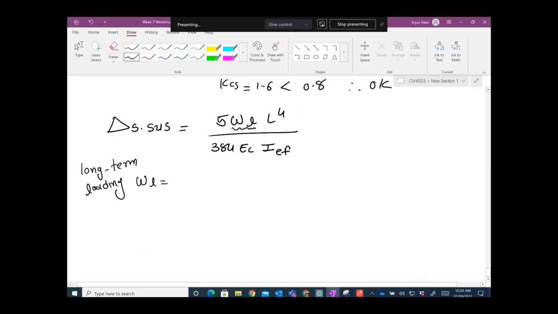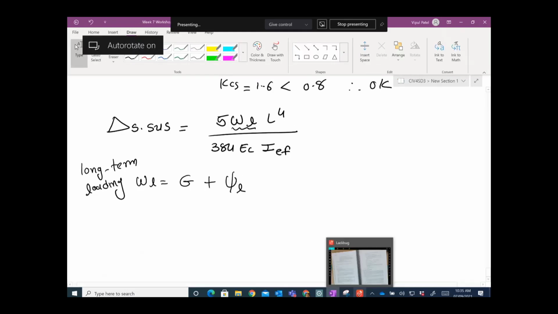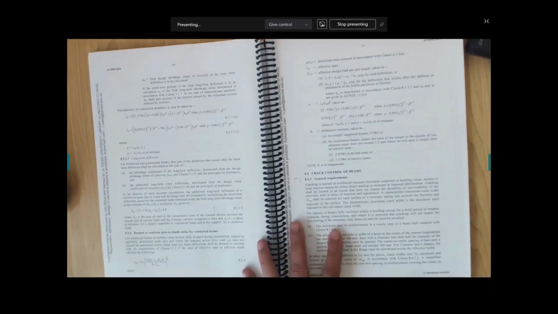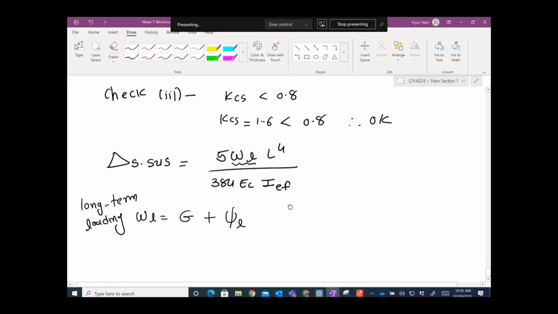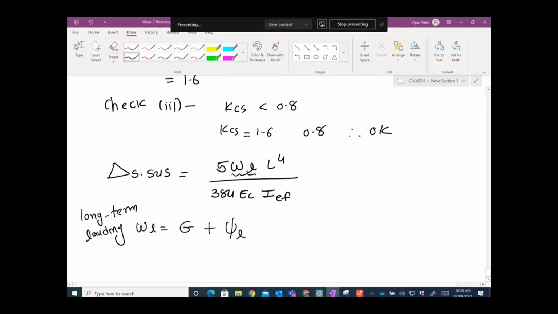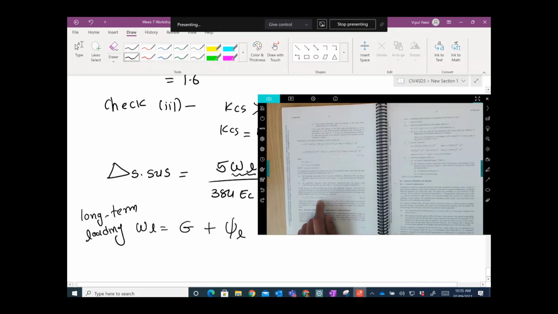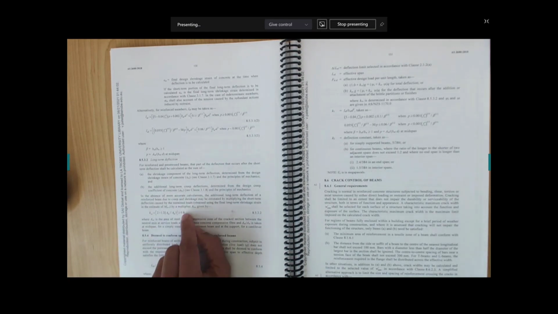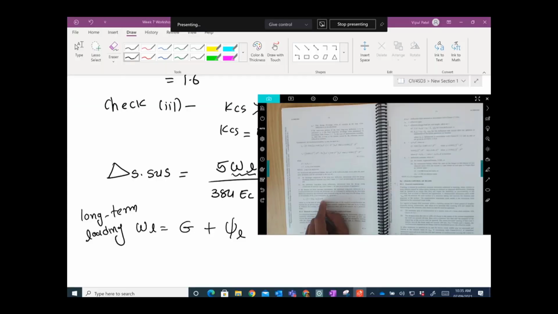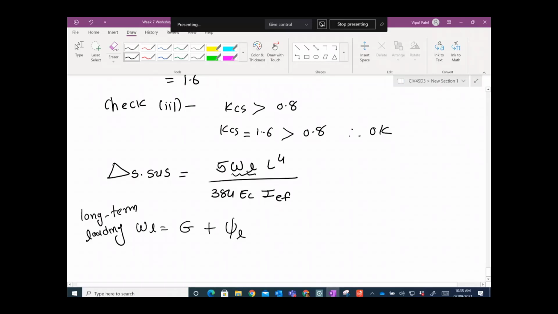Now for long term loading, the standard says, let me open the standards. I think I misread that one. The standard said it should be greater than or equal to 0.8. So let me correct that. It should be the other way around. So the check should be greater, right? So KCS should be greater than 0.8. In that case, we have 1.6 greater than 0.8. So therefore it's okay, right?